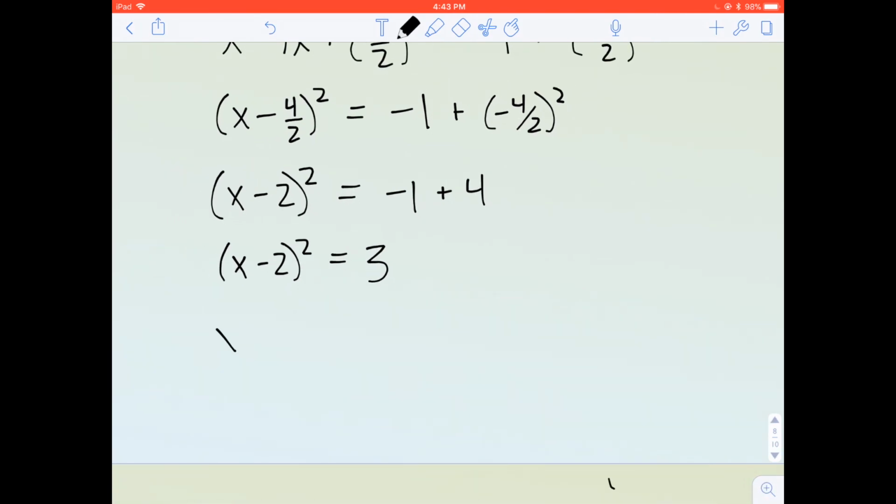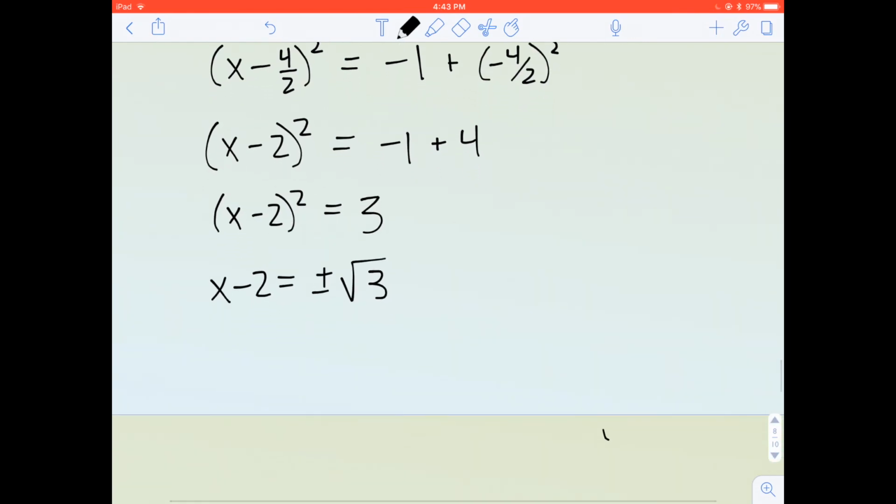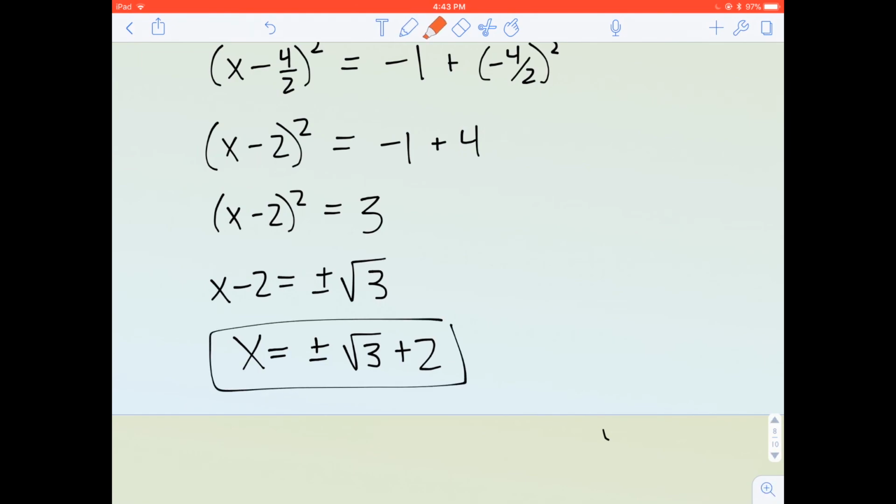Take the square root of both sides. X minus 2 equals plus or minus the square root of 3, and add 2. So x equals plus or minus square root of 3 plus 2. And those are our two solutions.